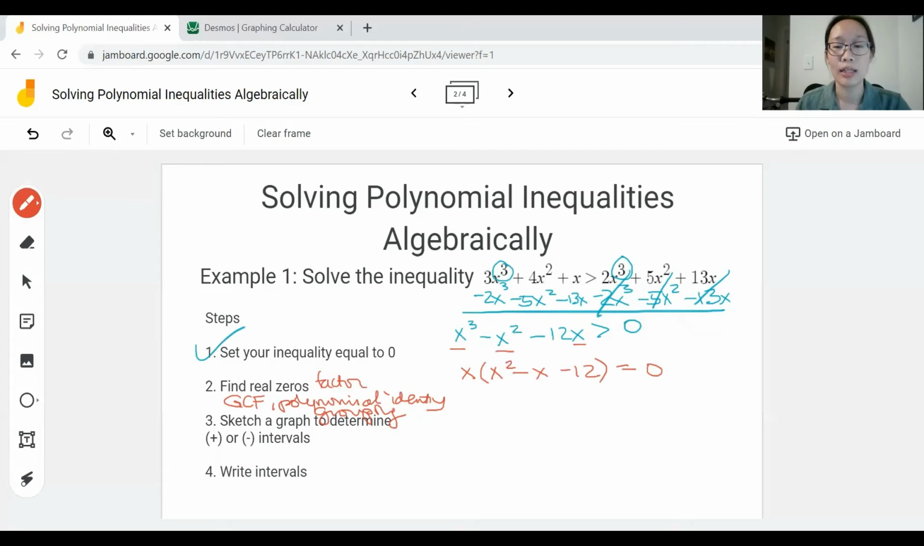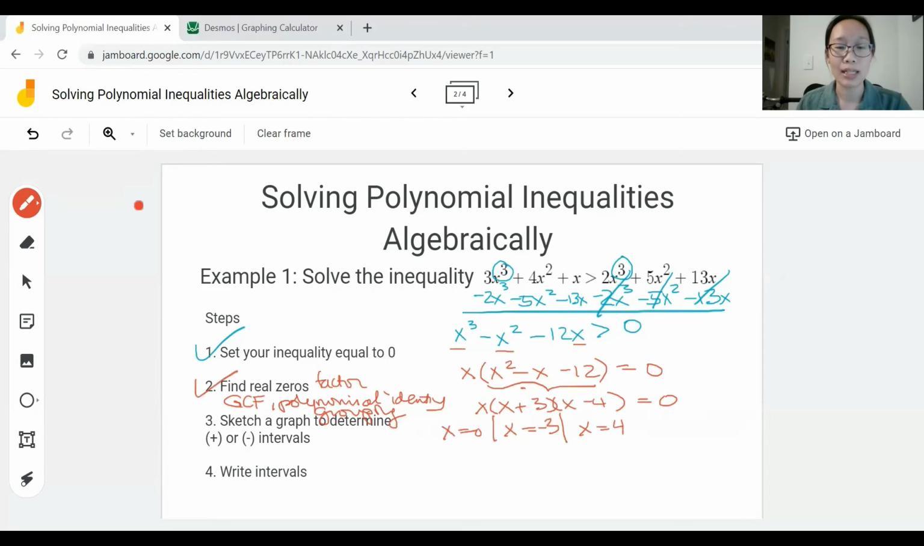And I can see that my trinomial is a quadratic, so I can either try to factor that more, use the quadratic formula, or complete the square. I see that this is factorable because I can think of two numbers that multiply to negative 12 and add up to negative 1. And so that's positive 3 and negative 4. And so once I have my equation in factored form, I can use the zero product property, set all my factors equal to 0. So x is equal to 0. If x plus 3 is equal to 0, then my x is equal to negative 3. If x minus 4 is equal to 0, then x is equal to 4.